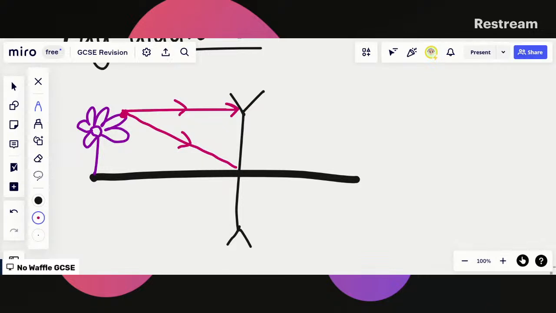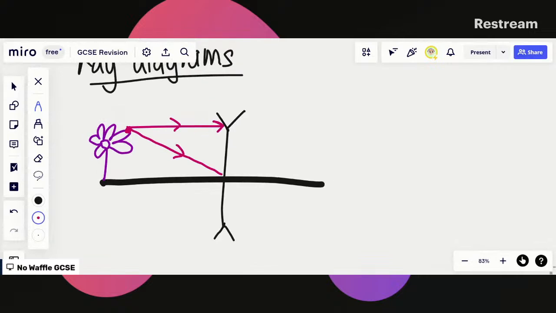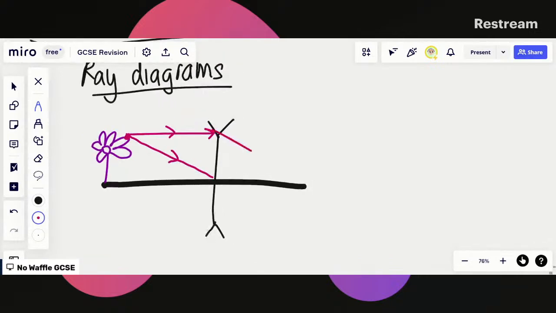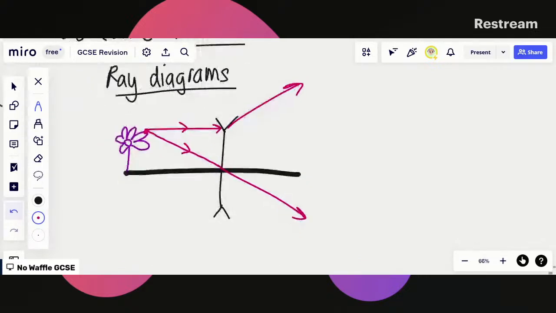Now, what's actually going to happen is, remember, in concave lenses, instead of the rays going like this and converging, they actually do the opposite and diverge. And you may be thinking, okay, well, if they diverge, how will they ever meet? How will they ever form an image?